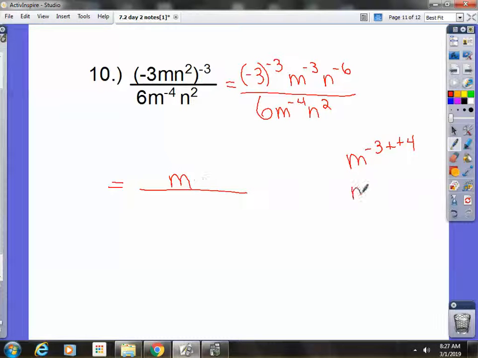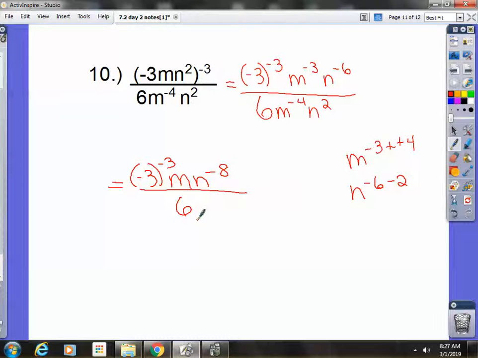N's, we have negative 6 minus 2, which is negative 8. Where's n going to go? On top. Anytime we subtract the exponents, it's going to go on top. N to the negative 8 power. Now, go ahead and write in those coefficients. So negative 3 to the negative 3. I still got 6 in the denominator.